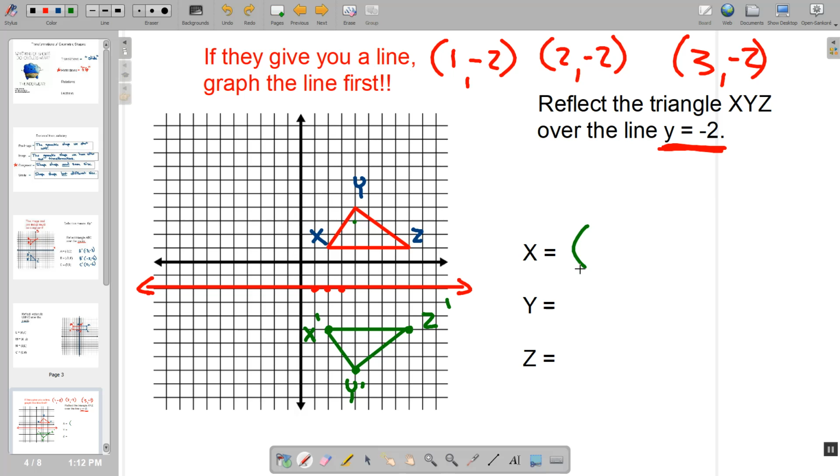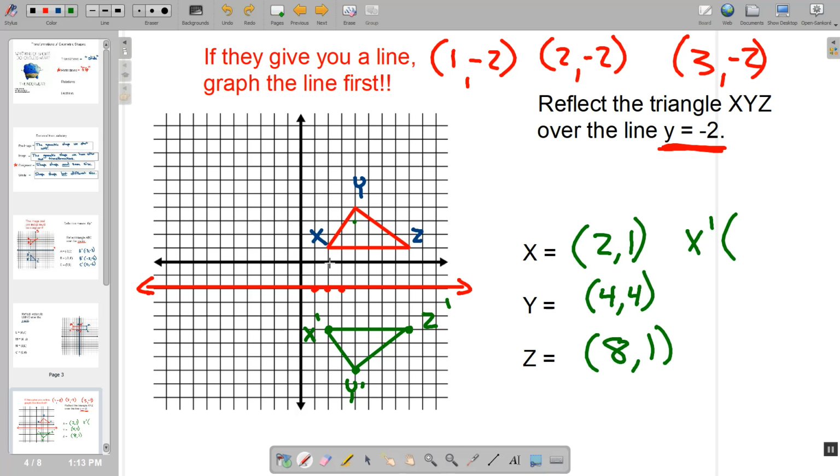So let's do our ordered pairs real quick. X is 2, 1. Y is 4, 1, 2, 3, 4. And Z is 8, 1. So then our X prime is 2, -5. Our y prime is 4, and then -8. And our z prime is 8, and then -5.